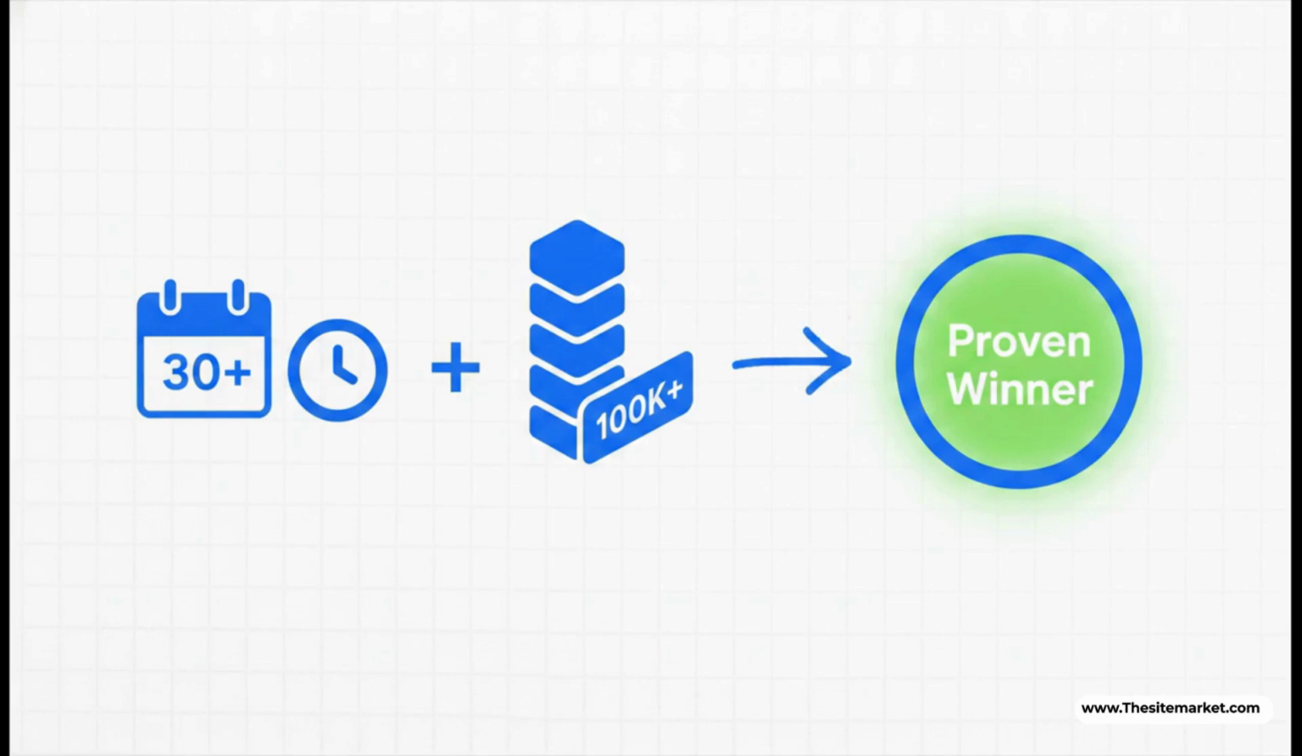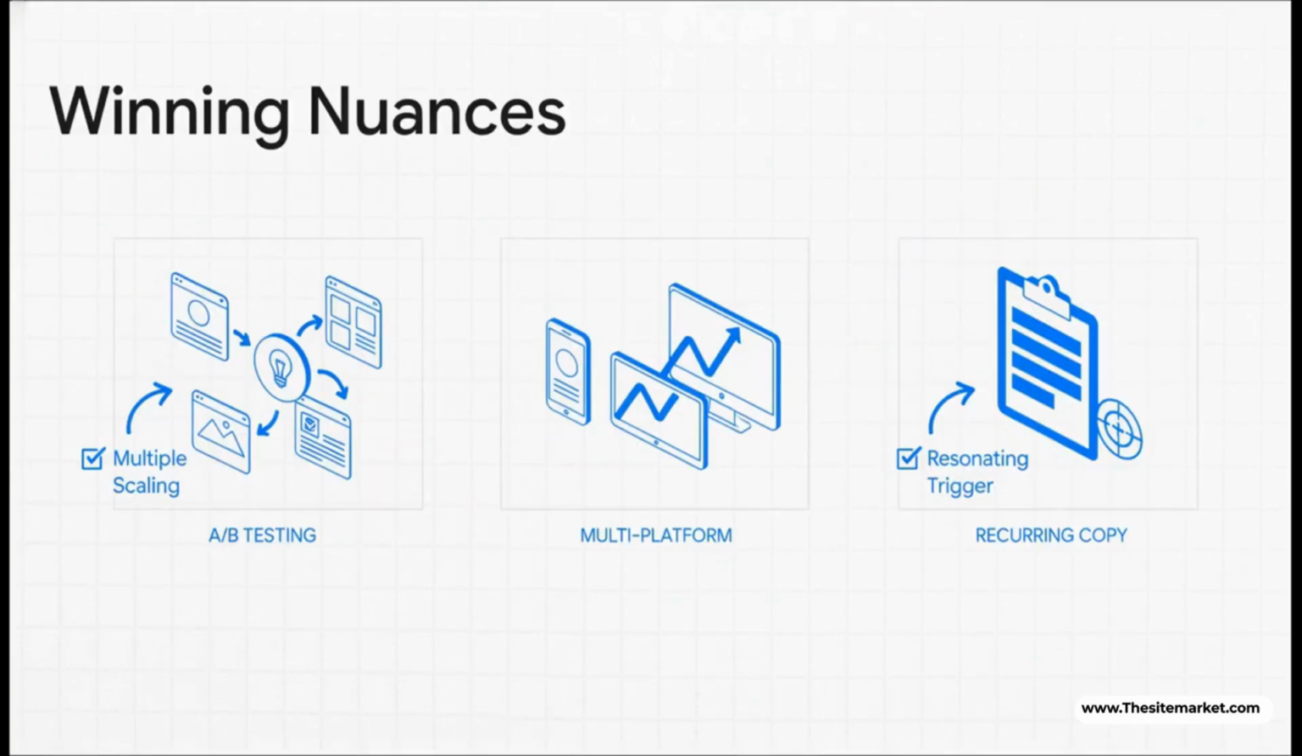If an ad has been running for 30 plus days and it has over 100,000 impressions, it's proven. Guys, absolutely nobody in the history of business pays to run a losing ad for an entire month at scale. It just doesn't happen. When you see this combo, you are looking at a highly profitable campaign. The remaining signals, well, they give you the nuances.